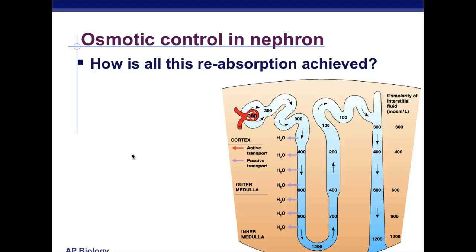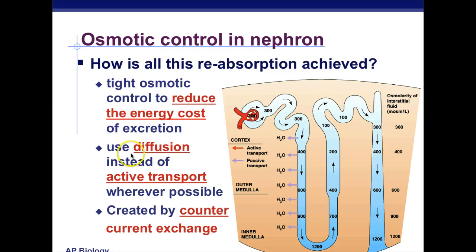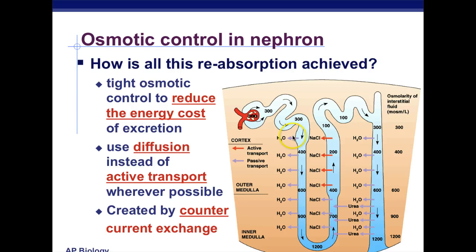So how is this reabsorption achieved? What happens is there's a tight osmotic control to reduce the cost of energy. Anywhere we can, we're going to move water by diffusion as opposed to using active transport. And this happens because we use a countercurrent exchange, meaning that the blood flows in the opposite direction of our filtrate. So if we take a look here, here's our blood.